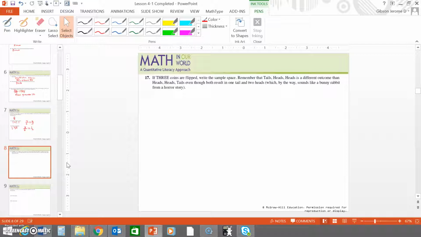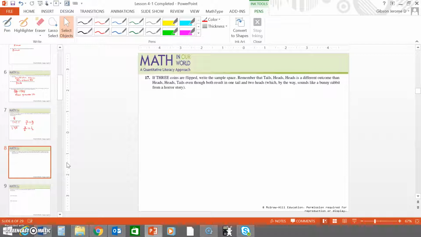Remember that tails, heads is a different outcome than heads, tails, even though both result in 1 tail and 2 heads, which by the way sounds like a bunny rabbit from a horror story. Okay. Anyway, there they are with that humor again.